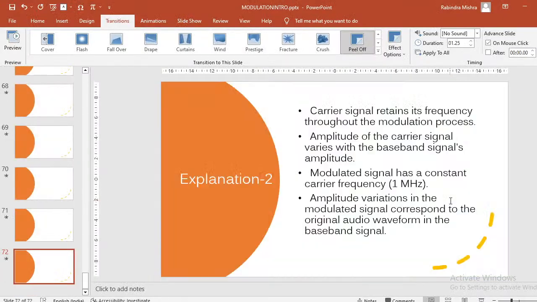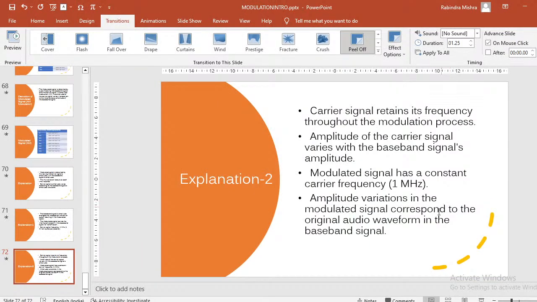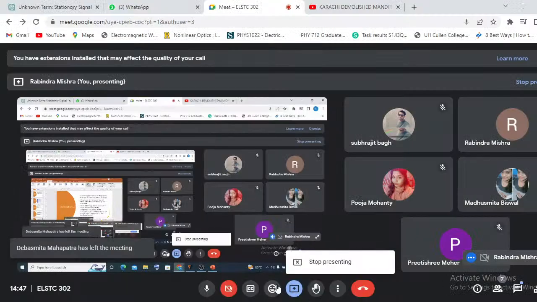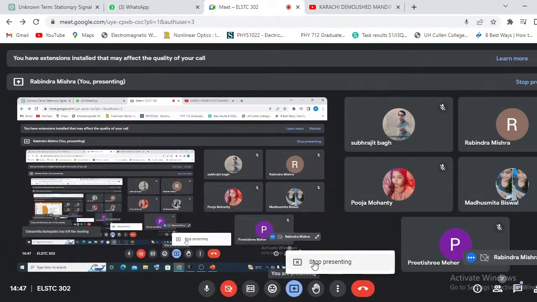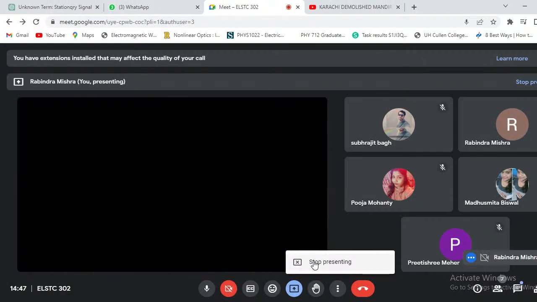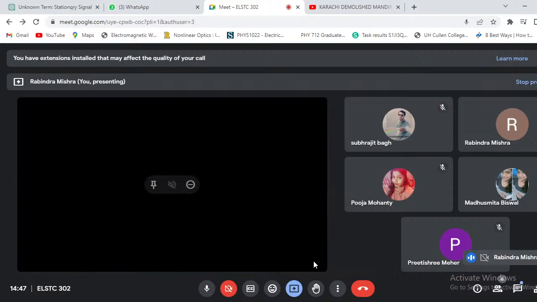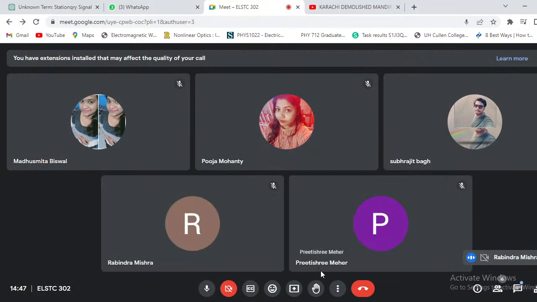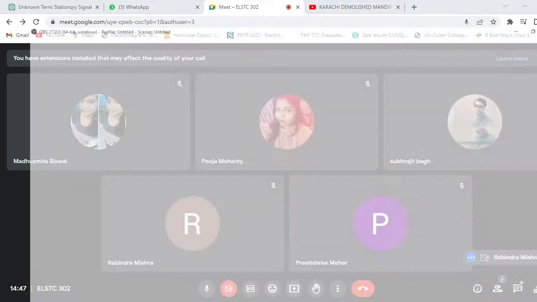So with that, we come to the end of our introduction to modulation. Next class we'll start amplitude modulation. Today we discussed two things. One is spectral density, under which we considered two types: amplitude spectral density and power spectral density.